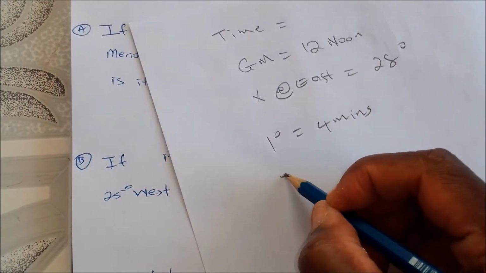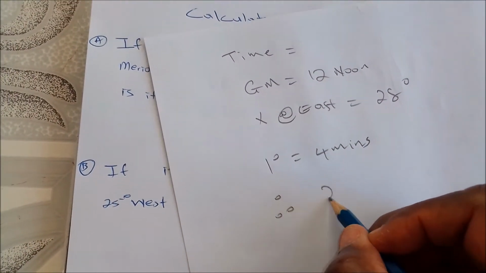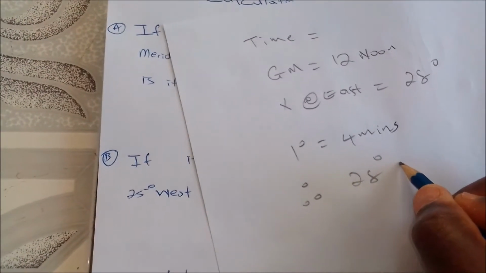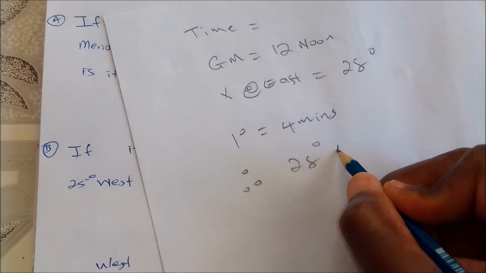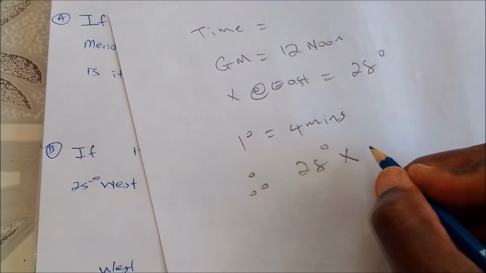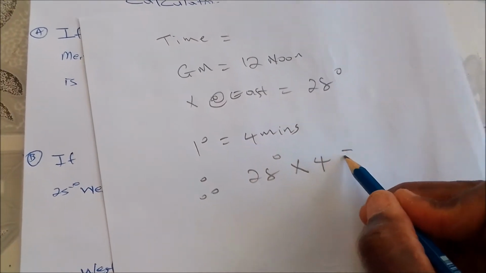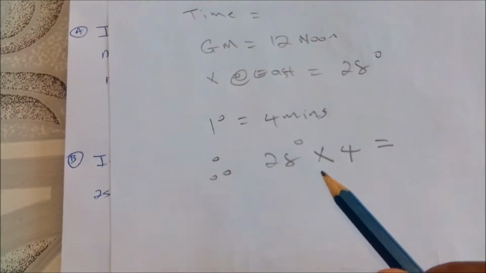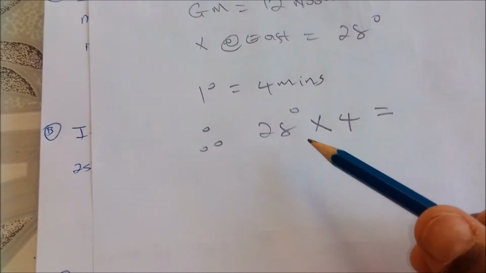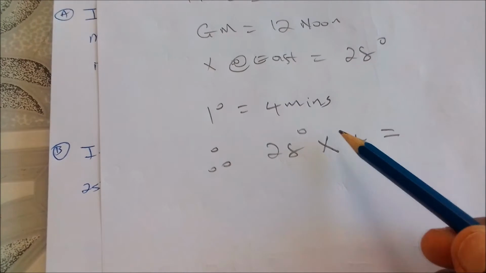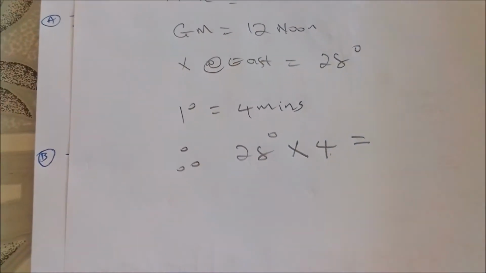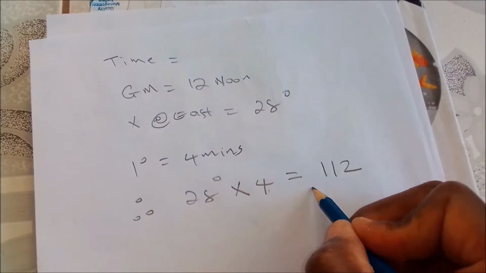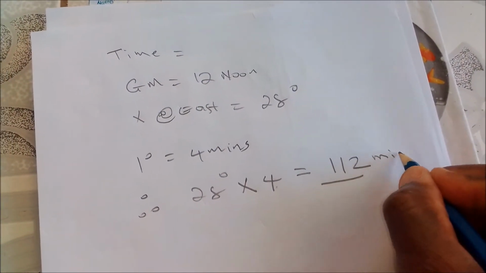Therefore, 28 degrees equals 28 times 4. How many minutes do we calculate here? You cannot use a calculator to do the division, but you can use a calculator to do multiplication. So 4 times 28 gives you, I think it's 112, right? So it is 112, and this is minutes, people, not hours.